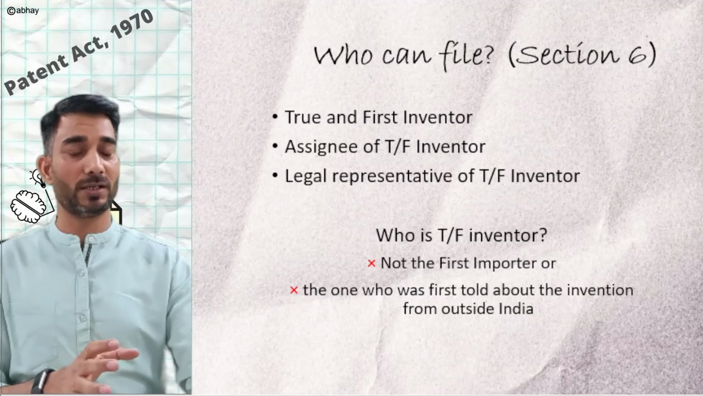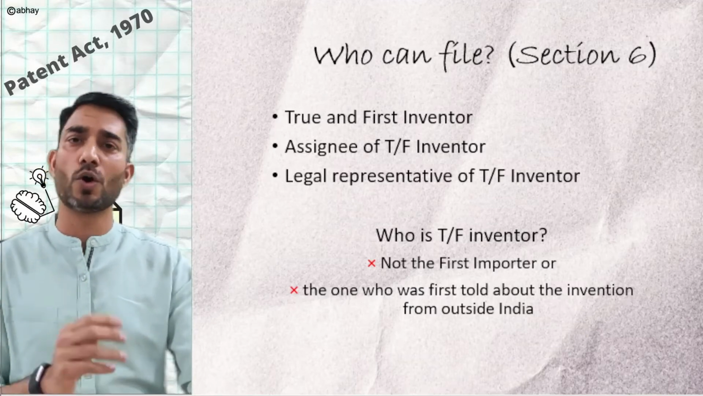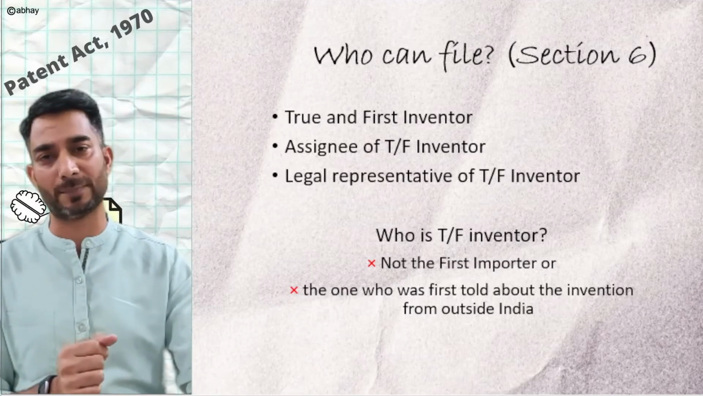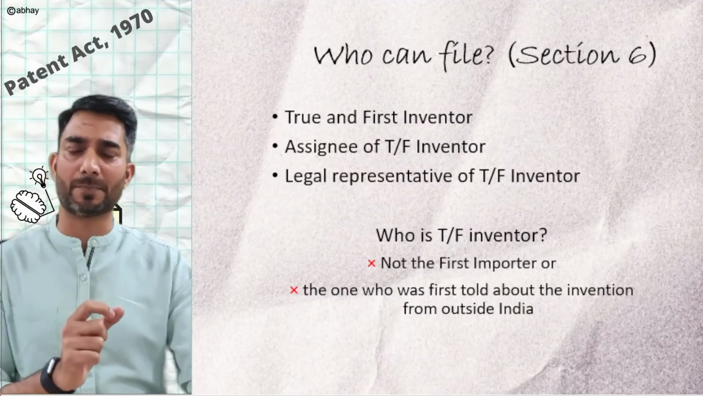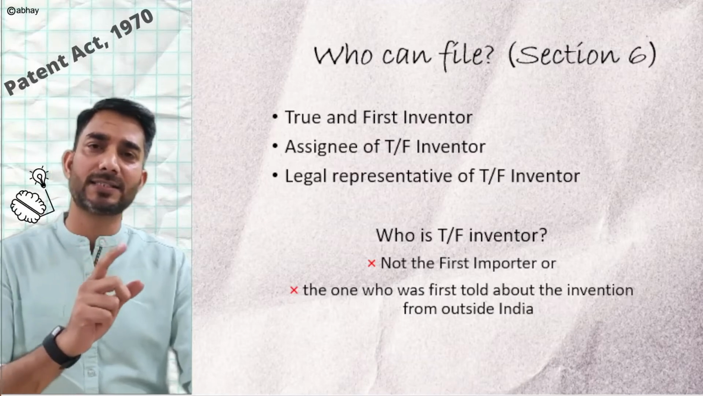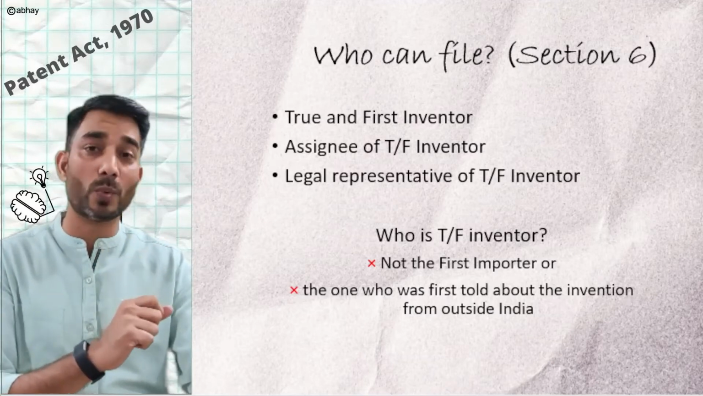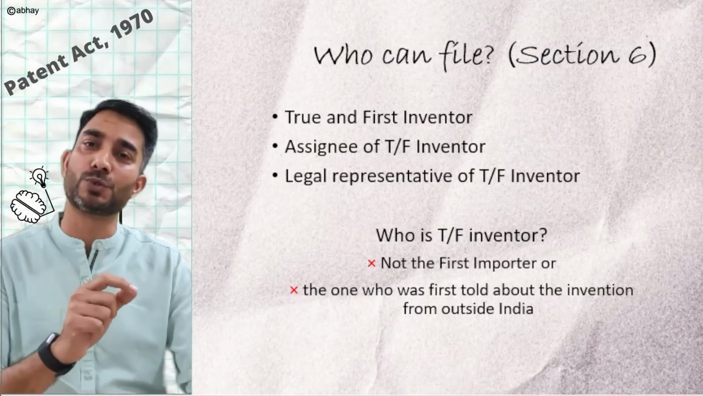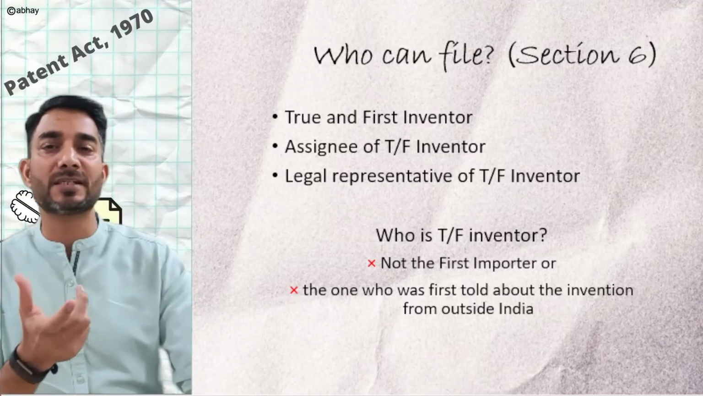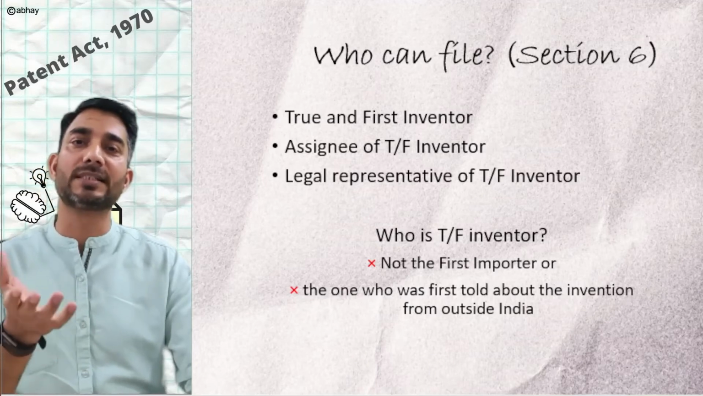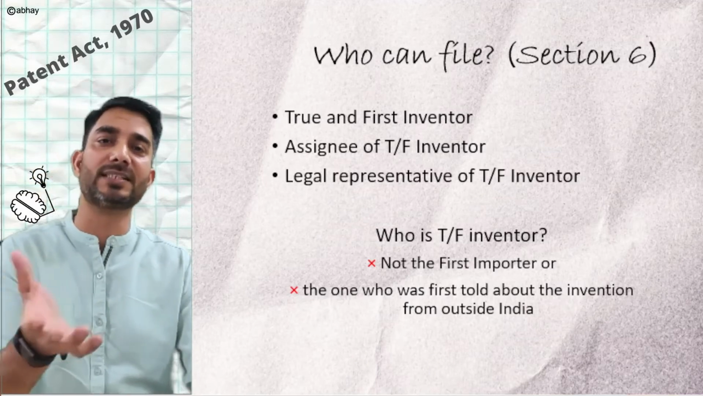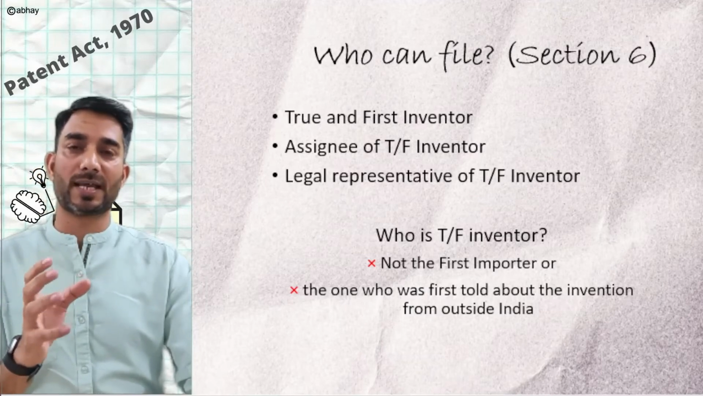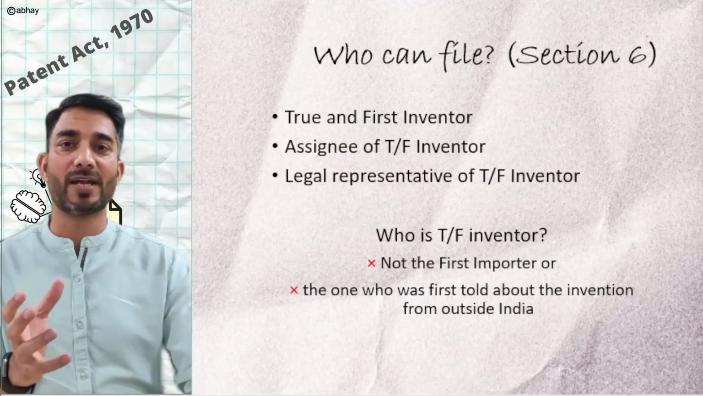So we know this person needs to file the application, or the assignee of the person, or the legal representative of the person needs to file the application. A quick recap. Assignee is described by Section 2(1)(ab), and legal representative is defined by Section 2(1)(k). Legal representative is a person who represents the estate of a deceased person. Anyway, so we know the category of people who can file for an application.